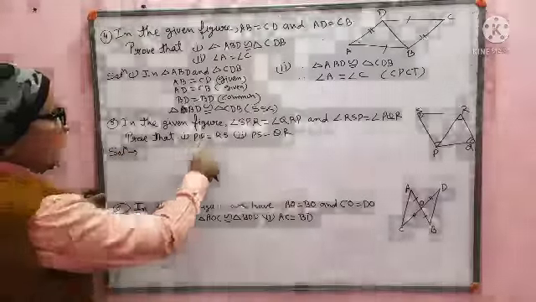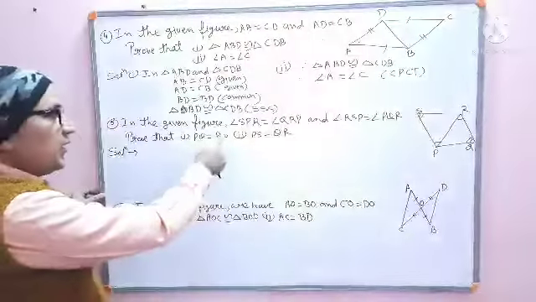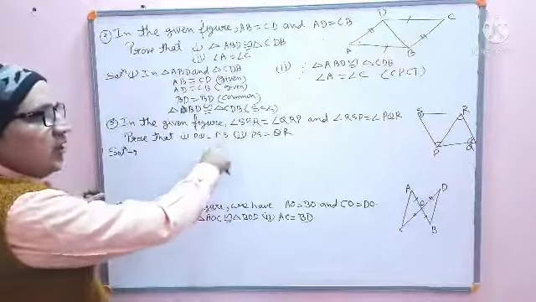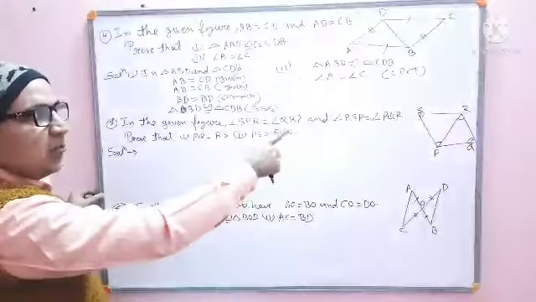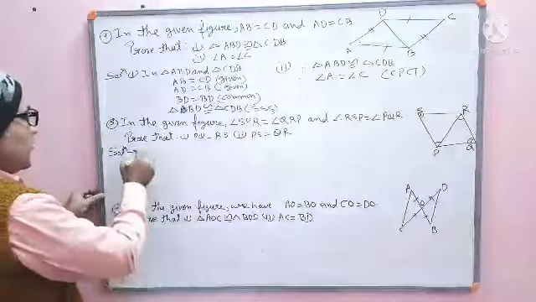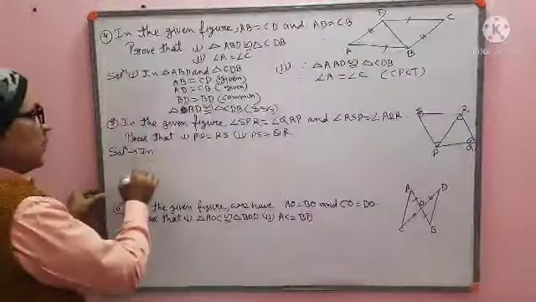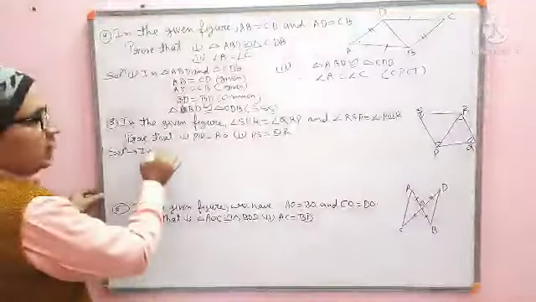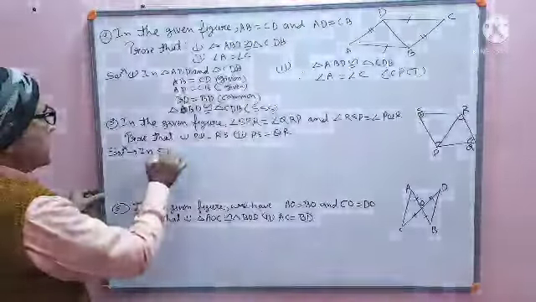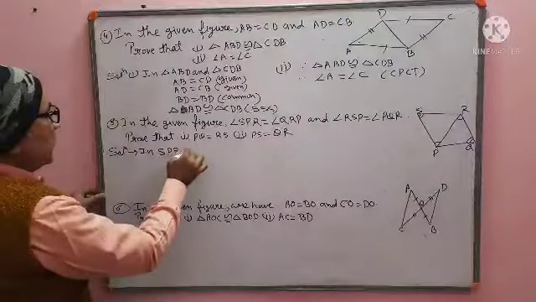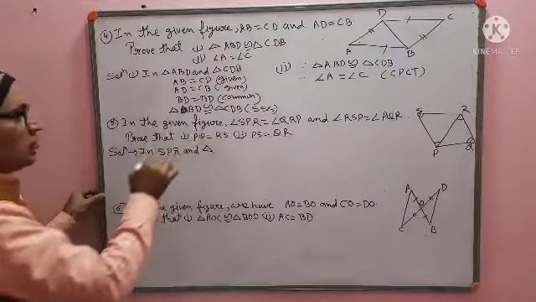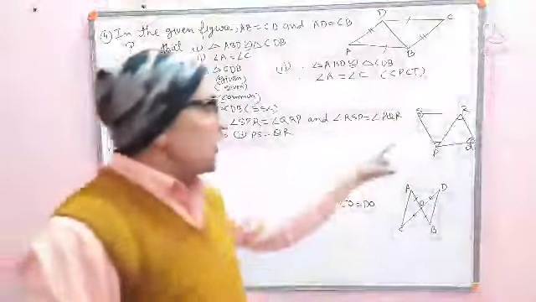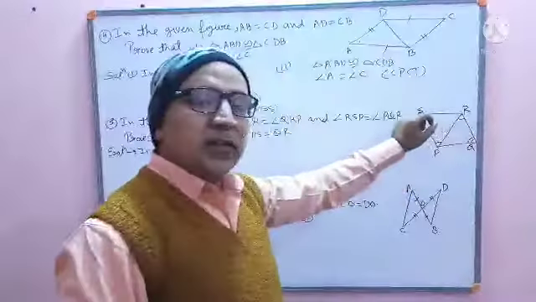We have to prove the sides are equal. But to prove the sides equal, first we have to prove that both the triangles are congruent. So first write down the name of the triangles. In triangle SPR and triangle... Now what will you take the name of this triangle?